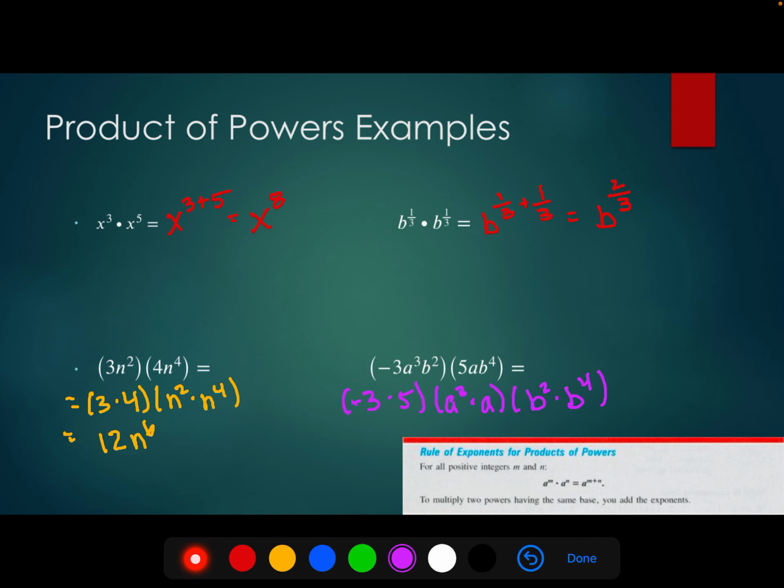And now we just have to simplify each set of parentheses. So we do that, and this gives us negative 15 a cubed times a, that's a to the 3 plus 1, which gives us a to the fourth, and then b squared times b to the fourth gives us b to the sixth power.